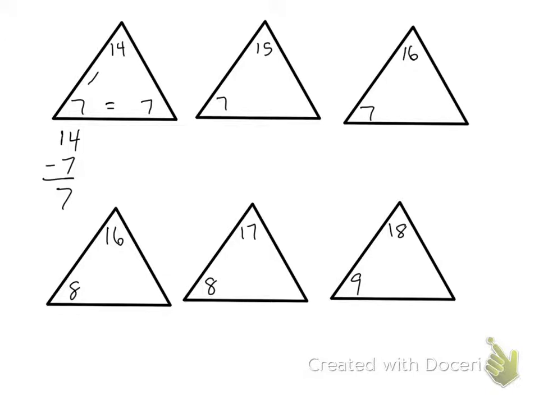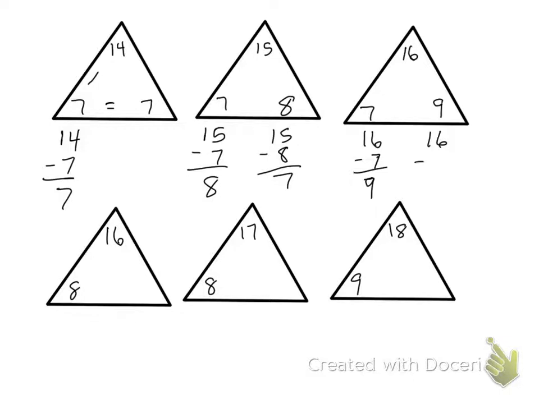All right, so the next one, 7 plus 8 equals 15. So that means that 15 minus 7 equals 8, and 15 minus 8 equals 7. Okay, on the next one, we have 7 plus 9 equals 16. That means 16 minus 7 equals 9, and 16 minus 9 equals 7. Right, so those are the 7s, and we've done all the other ones, which is why we're just doing these.